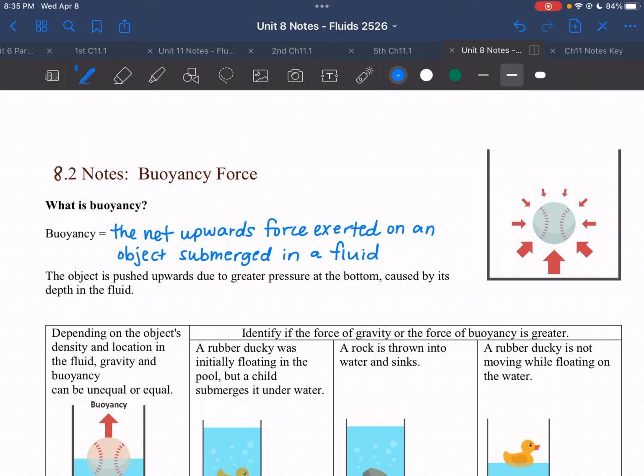Now that fluid could be air, that fluid could be water, it could be salt water, it could be oil, whatever. The symbol for the buoyant force is F with a subscript of B. Typically you see that as a capital B. And the units are, well, it's a force, so the units are newtons.